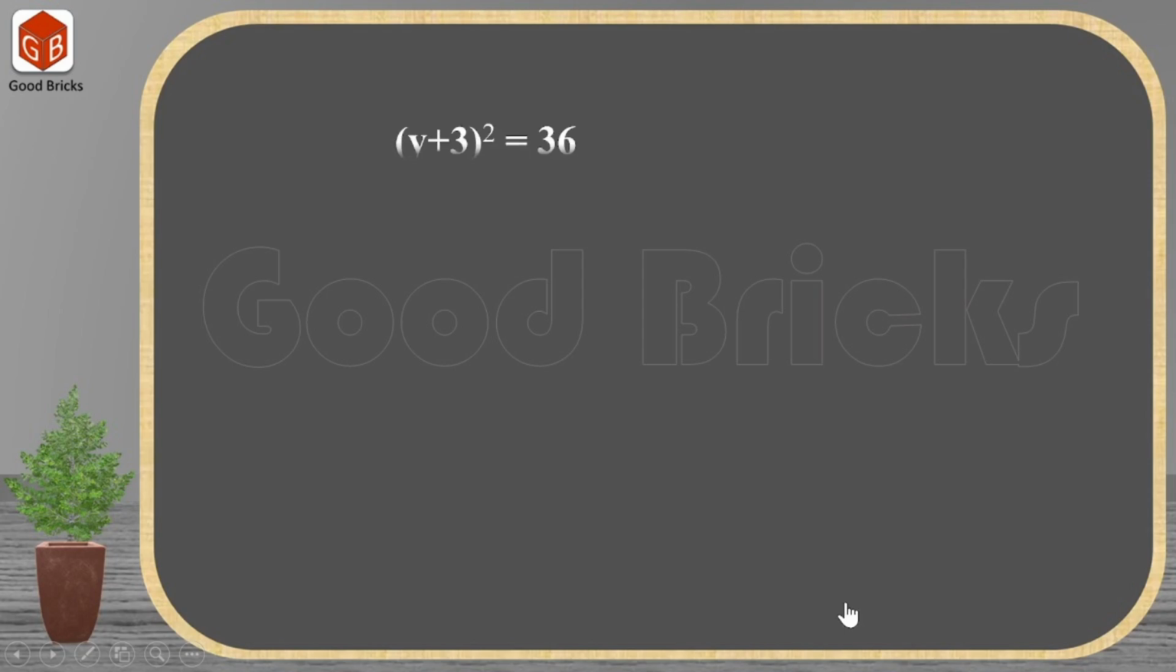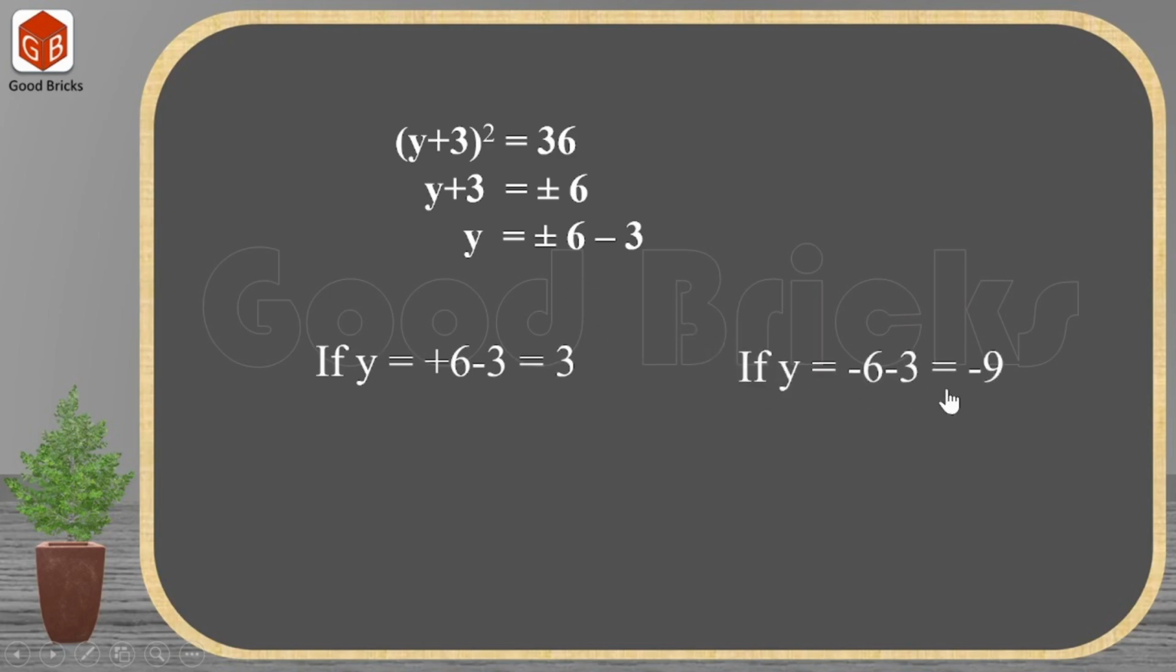Let us carry this forward. If we take square root on both sides, we can write as shown here on the screen. Then after transposing this plus 3 towards the right side, we can write y is equal to plus or minus 6 minus 3. Now if y is equal to plus 6 minus 3, then we will get the y value 3. If y is equal to minus 6 minus 3, then we will get the value of y as minus 9. So now we have two values for y. What are they? Plus 3 and minus 9.